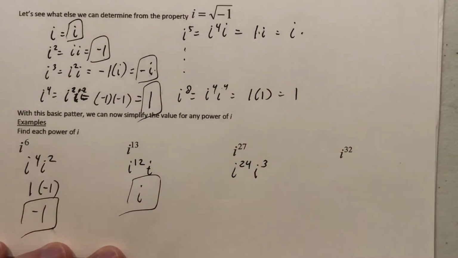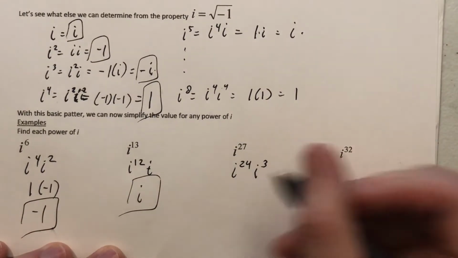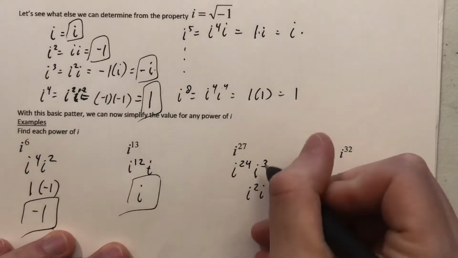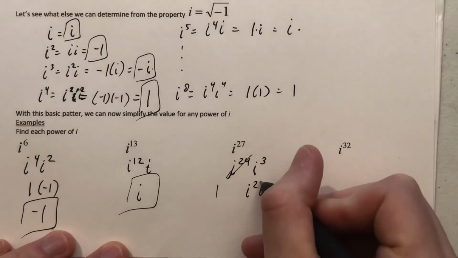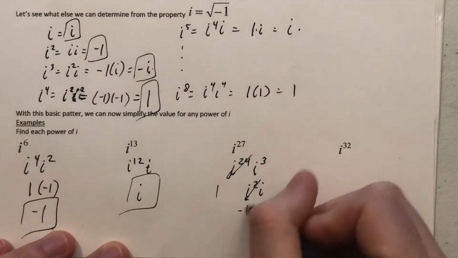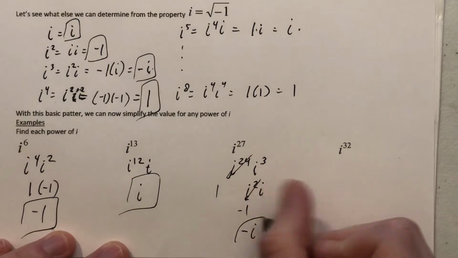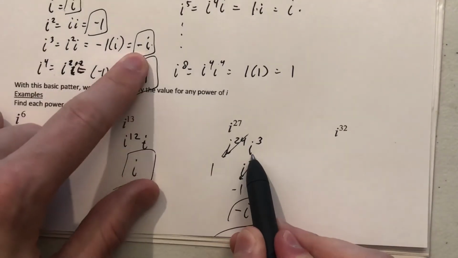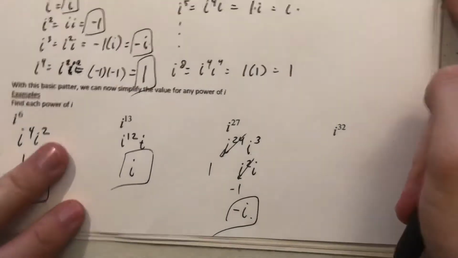That all turns to a 1, and i cubed, if you have to write it out like we did up here, that's fine. i cubed is i squared and i, so that goes to a -1, so you have -1 times i, or -i. Like we saw, i cubed will always be a -i.